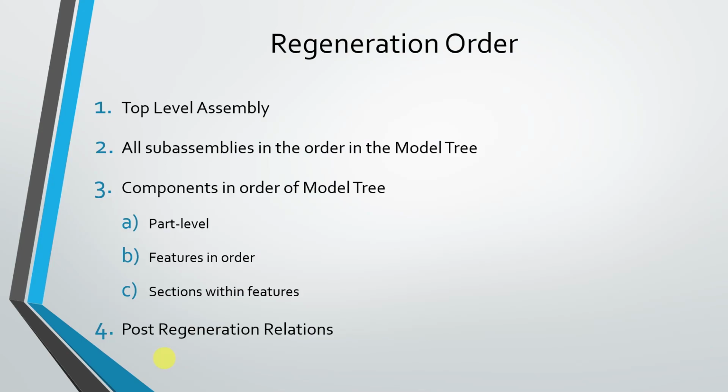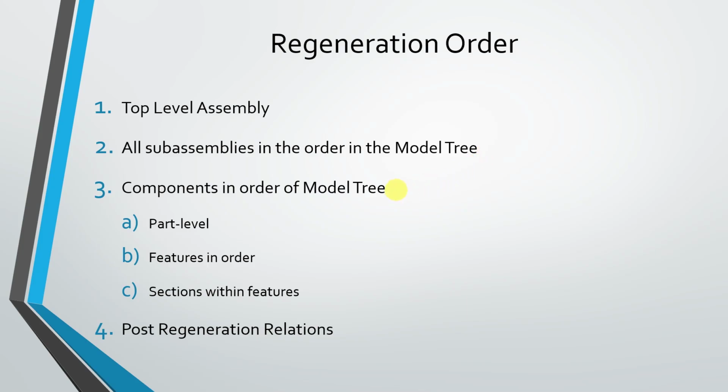I want to talk about the order in which relations are regenerated in your model, especially for assemblies. So when you retrieve an assembly and you regenerate it, first off, it's going to evaluate the relations that are written at the top level of the assembly. Then it's going to evaluate all the relationships in all the sub-assemblies in the order in which they appear in the model tree. And that applies for sub-assemblies within sub-assemblies. So again, it does the top level assembly, then it goes through the model tree from top to bottom, analyzing all the relations at the sub-assembly levels.